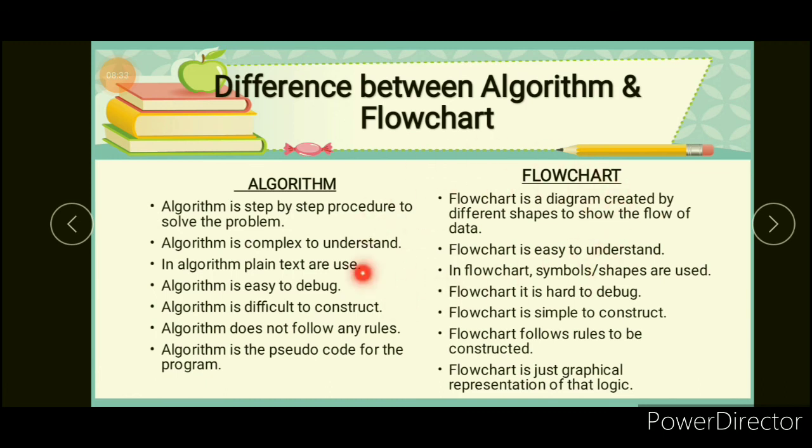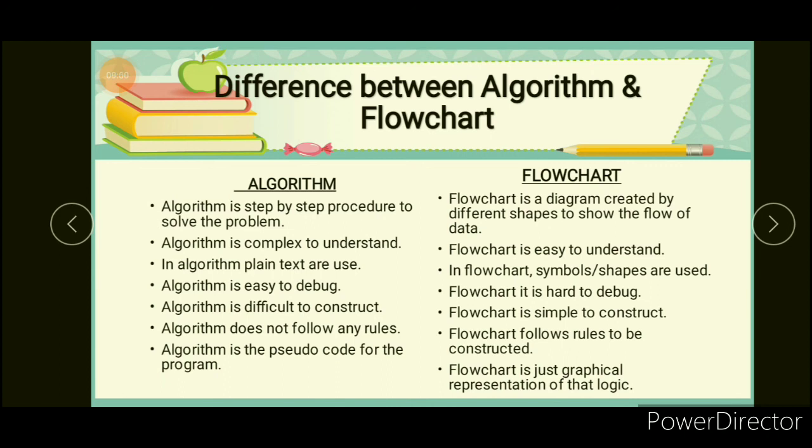Okay. Now algorithm is complex to understand and flowchart is easy to understand. In algorithm we use text, but in flowchart we use symbols and shapes. Algorithm is difficult to construct, whereas flowchart is simple to construct. It does not follow any rule, but flowchart follow rules. Algorithm is a pseudo code for the program, whereas flowchart is just graphical representation of that logic.